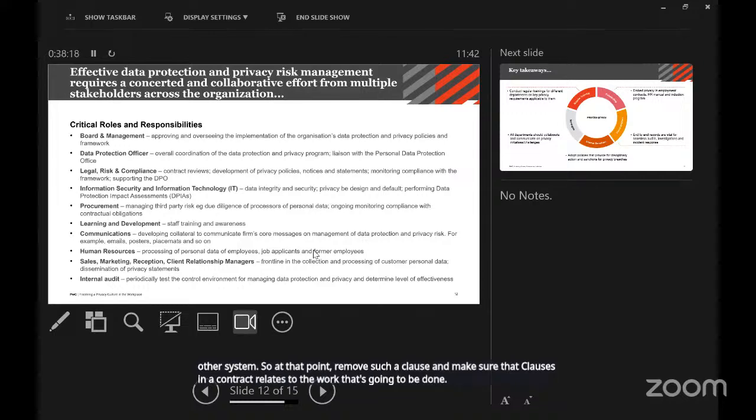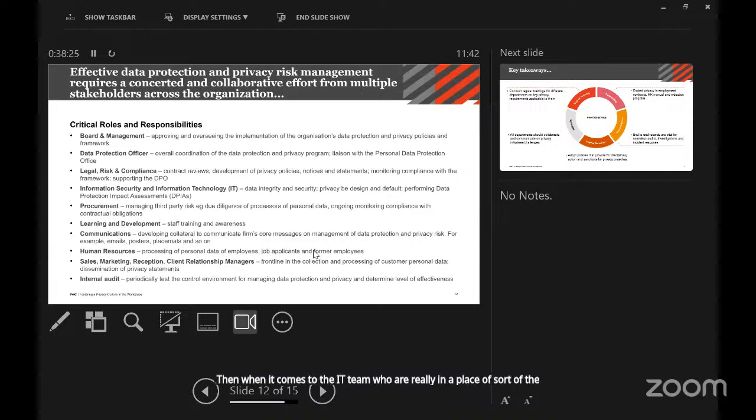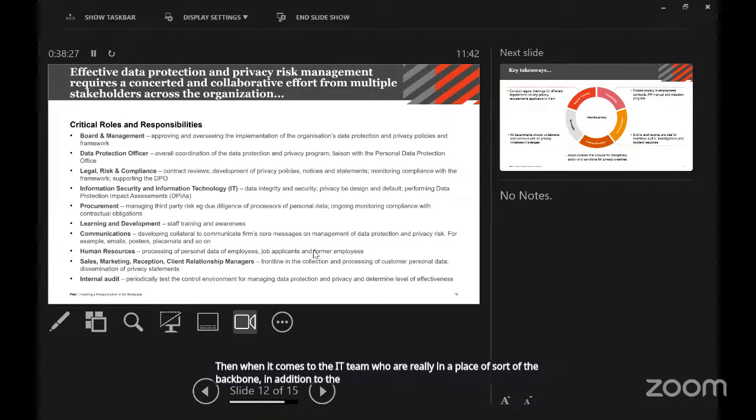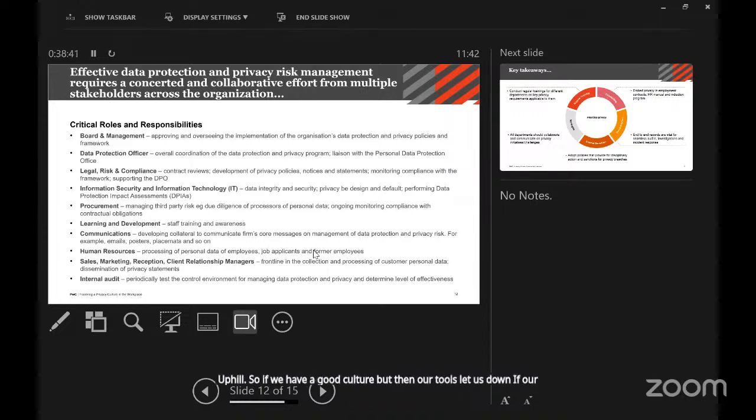Then when it comes to the IT team, who are really in a place of sort of the backbone, in addition to the senior management, the IT, information security and technology teams play a critical role in making sure that the organization's culture is actually upheld. So if we have a good culture, but then our tools let us down, if our products do not have a design for data protection, then there will be a breach.